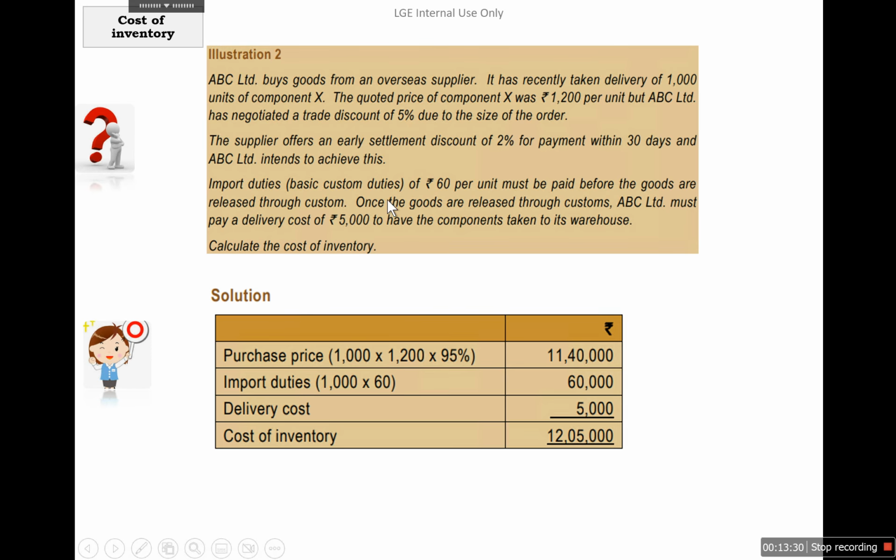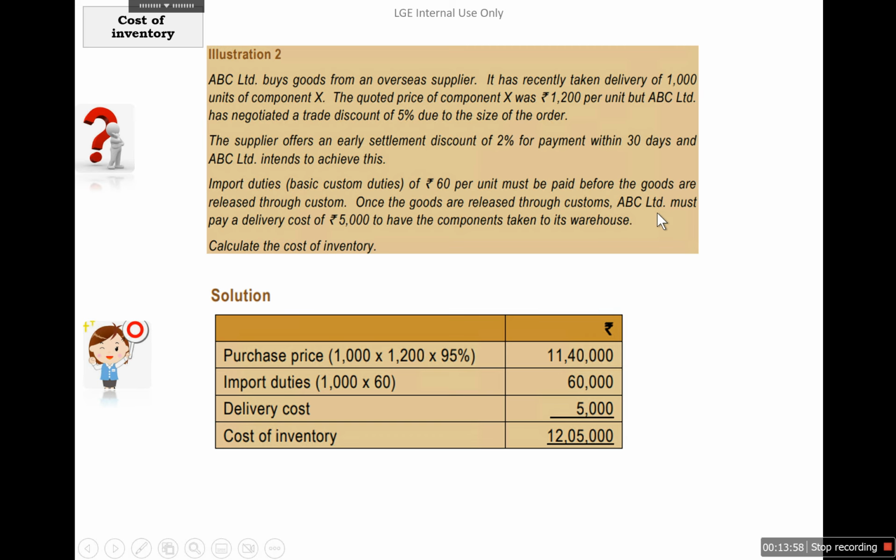And import duties of 60 per unit must be paid before goods are released from customs. So customs duty, if you are aware, is not in the nature of recoverable taxes. So it is a cost. If it had been GST and GST was recoverable, then we would not have considered this part. But customs duties are not recoverable, so we will include it while calculating the cost.